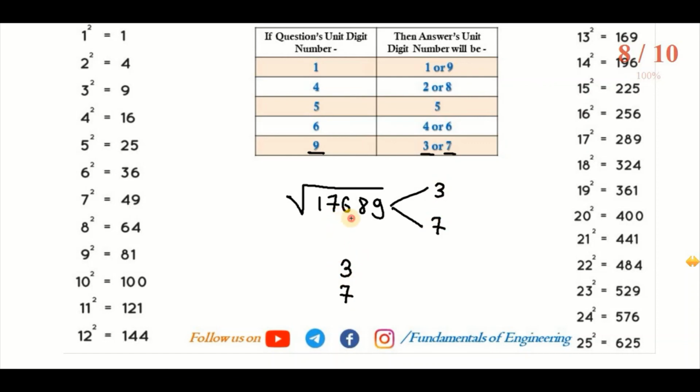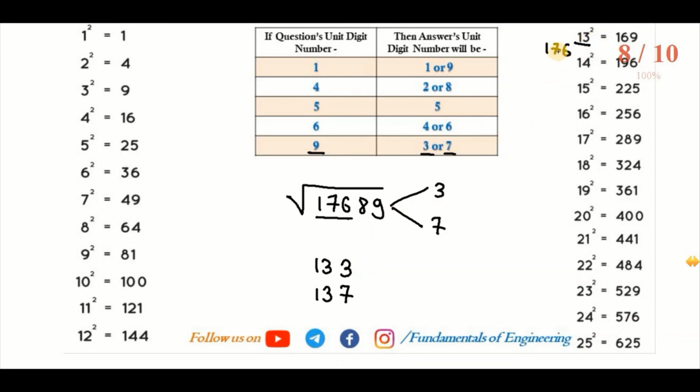Now we have to find out these three numbers. 176 is lying in between which perfect squares? So 176 is lying between 13 square, that is 169, and 14 square, that is 196. So in between that the 176 number is lying. So the earlier number we have to take. So 13 square, that we have taken as the earlier number.